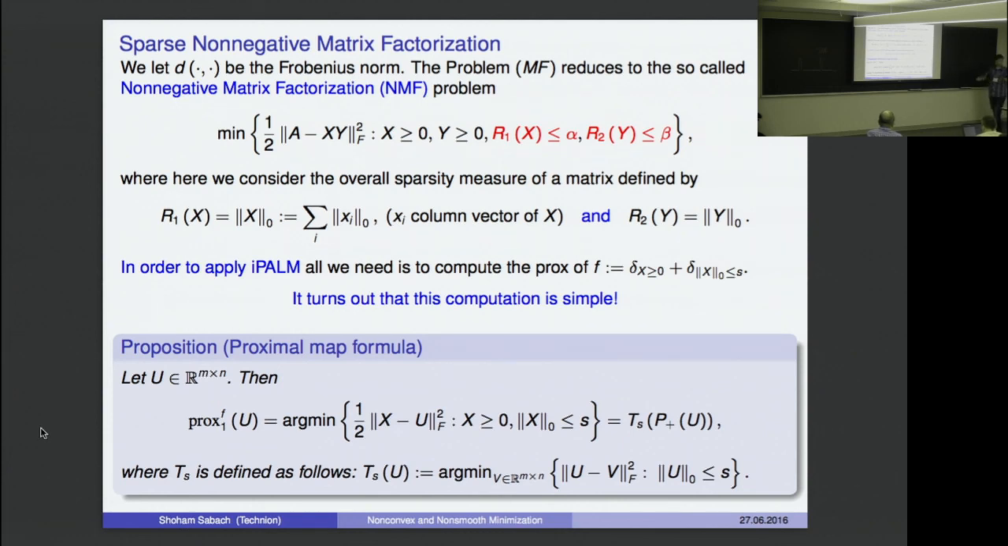All you need to do is to sort the vector and take the S largest entries, of course, with respect to absolute value. And therefore, you get non-convexity, because maybe you have more than one choice of S largest entries in absolute value. So all you do is the composition of two simple projections in order to compute the proximal mapping of F, and you can apply IPALM.